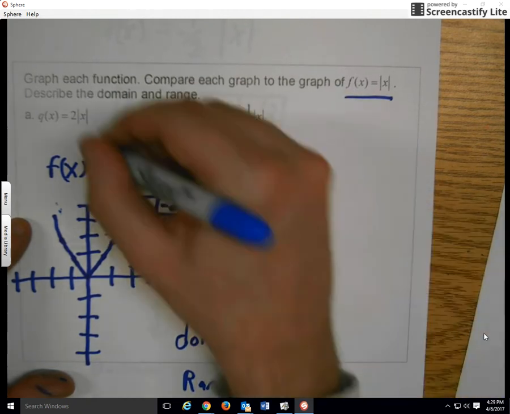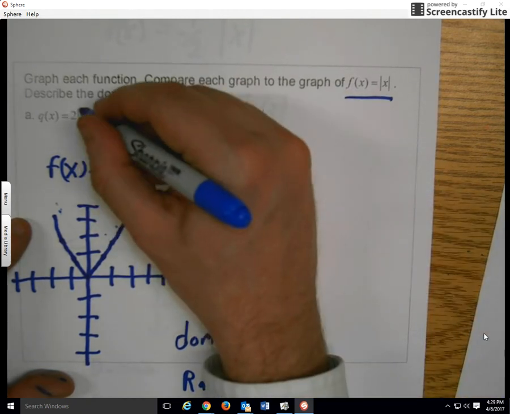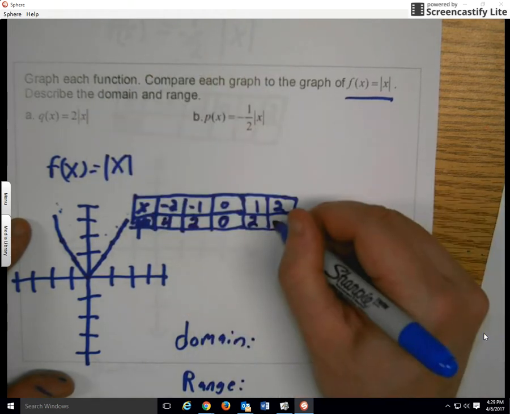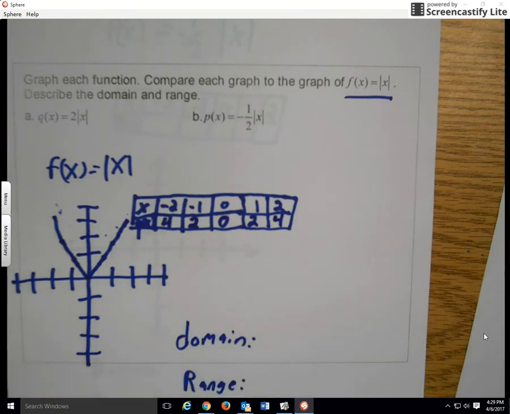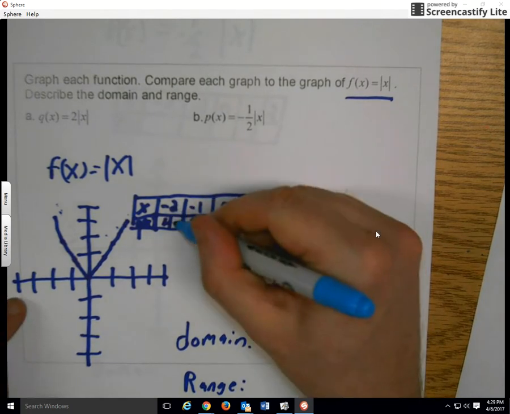And if I substitute a 2 in, 2 times the absolute value of 2, which is 2, so 2 times 2 would be 4. And so this here would represent the change. And all you'd have to do is plot those points. So these two are together, and these two are together.